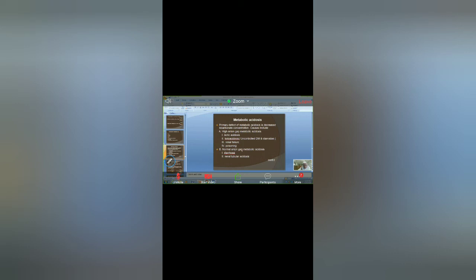Okay. The anion gap remains normal in normal anion gap metabolic acidosis, which includes diarrhea and renal tubular acidosis, RTA. Okay, diarrhea, renal tubular acidosis. Here the anion gap remains normal, whereas in lactic acidosis, ketoacidosis, and renal failure, the anion gap is increased. Next.